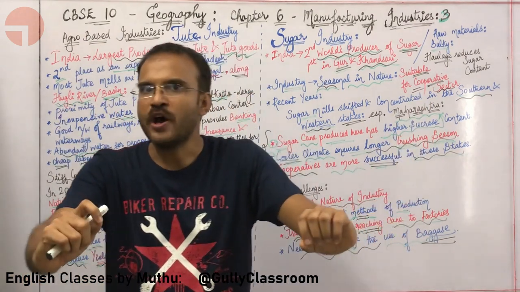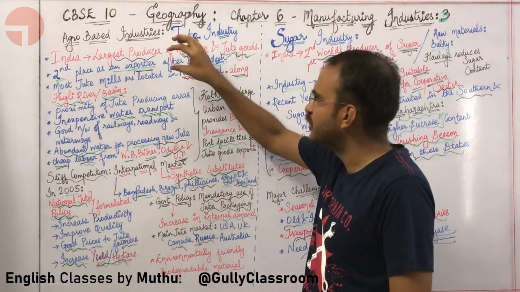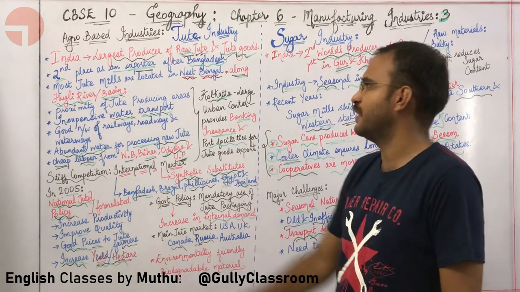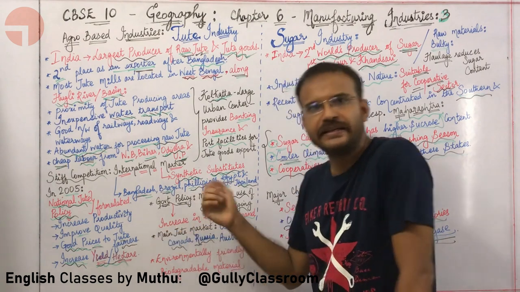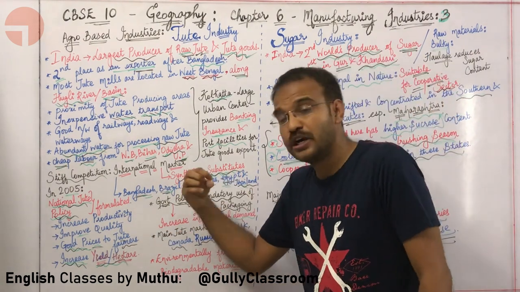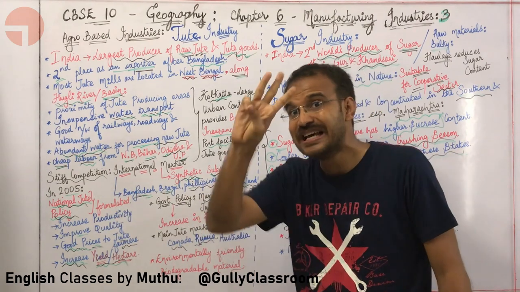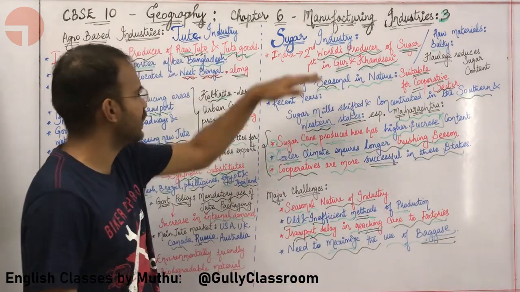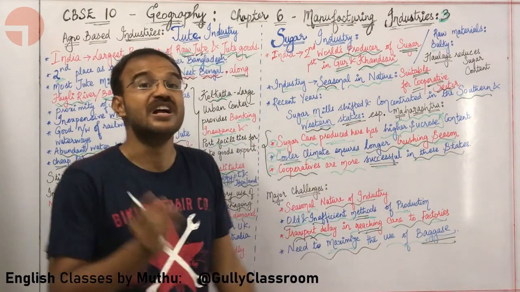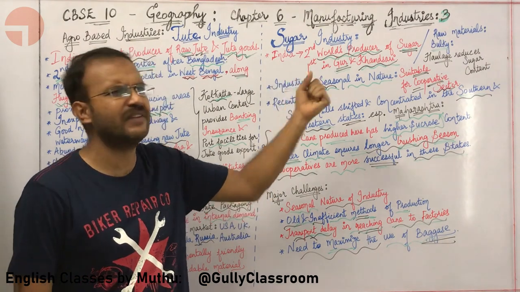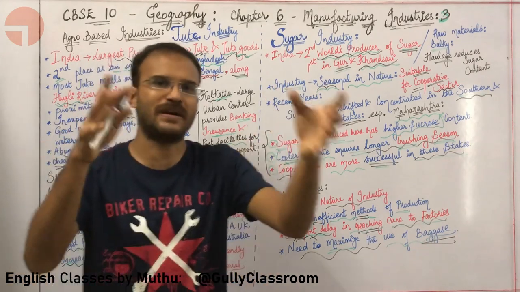How are you going to study this particular topic? You need to give importance to why jute industries are concentrated in the Hugli River Basin. That's an important 5-star question. What are the steps taken by the Indian government to improve jute production in India? You need to write about the 2005 National Jute Policy. That is a 3-star question. What about the sugar industry? Why are sugar mills concentrated in Maharashtra? That is also a 5-star question, or it can even be categorized as a 4-star question. Concentrate on these questions and study this particular lecture.